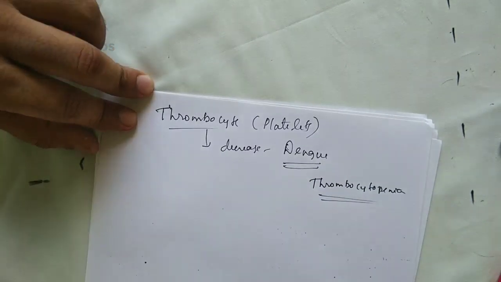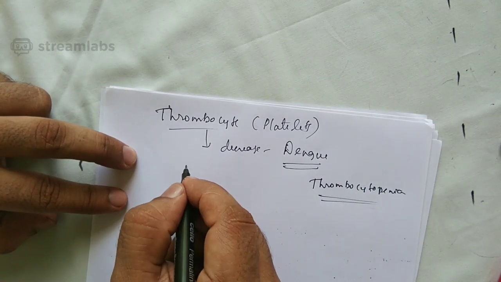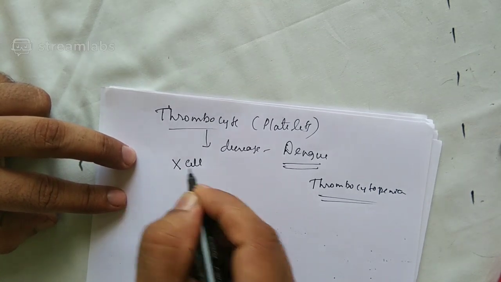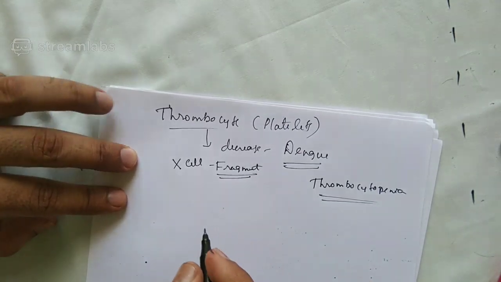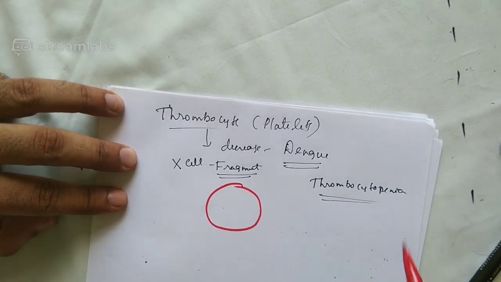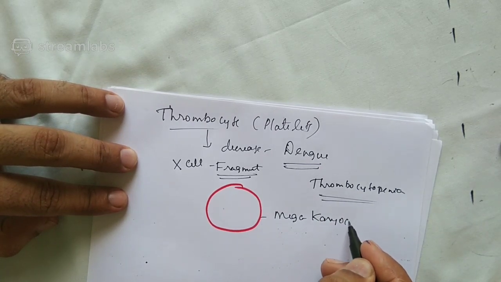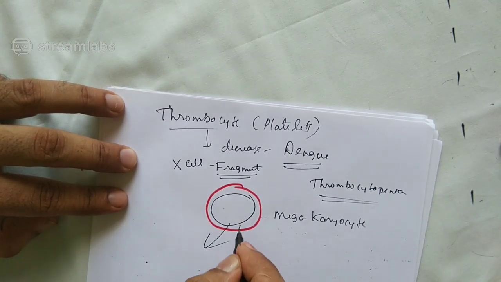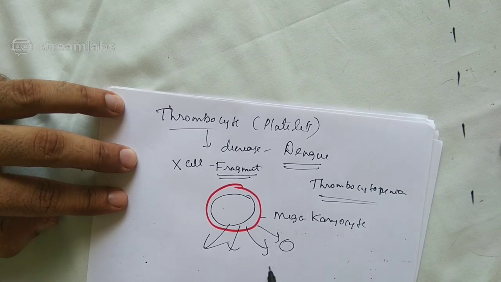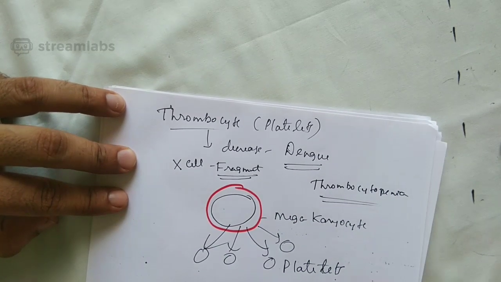Thrombocytopenia occurs during what? Dengue condition. Listen, students, thrombocytes are not cells. They are fragments. In the bone marrow, there's one big cell called megakaryocytes, which has a very big nucleus. The megakaryocyte gets broken and forms platelets. So platelets are fragments of a cell. That is the reason they do not have any nucleus.